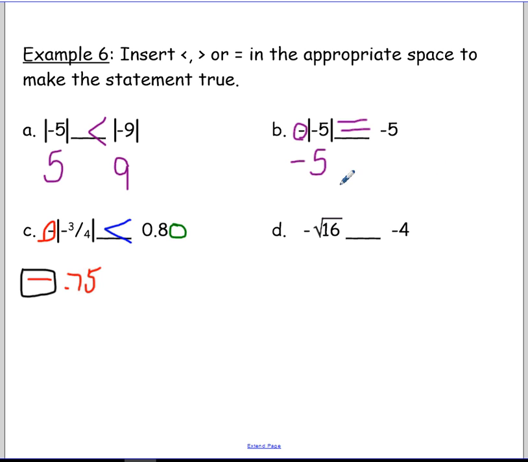And for our last one, we have the square root of 16. And we need to make that answer negative. The square root of 16 is 4. And we'll bring down the negative sign. So we're comparing negative 4 to negative 4. So that one is equal as well.